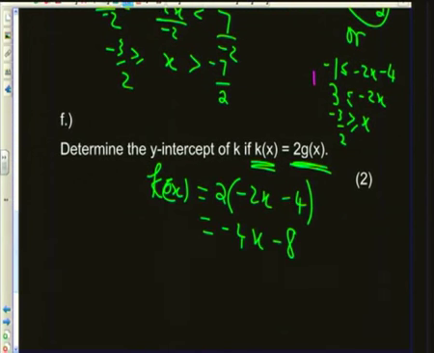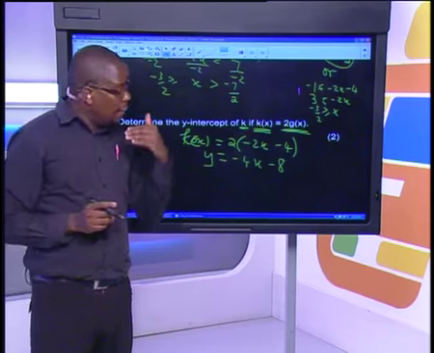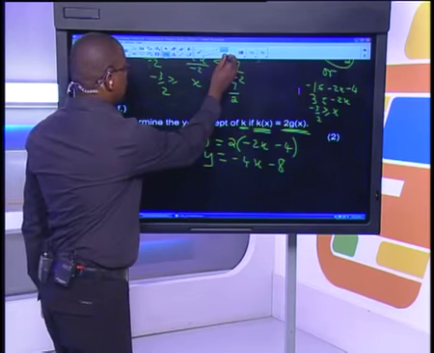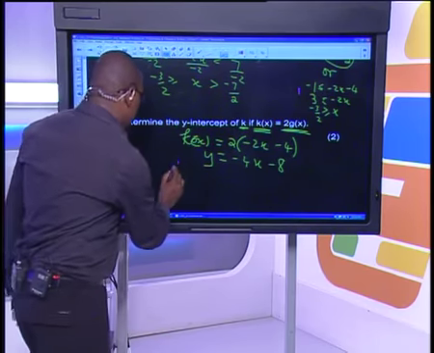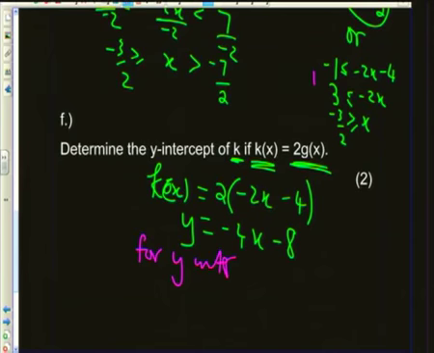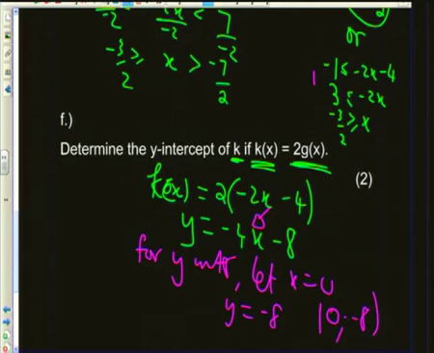Now let's answer the question. Find the y-intercept of k if k of x equals 2g of x. Now this is in the form of y equals, okay, it's -4x minus 8. Now how do you find the y-intercept? For the y-intercept, you make x 0, right? So you say for y-intercept, let x be 0. If I make x 0 there, I get y equals -8. So in other words, the y-coordinates here, I've got 0 and -8. So our y-intercept is -8.